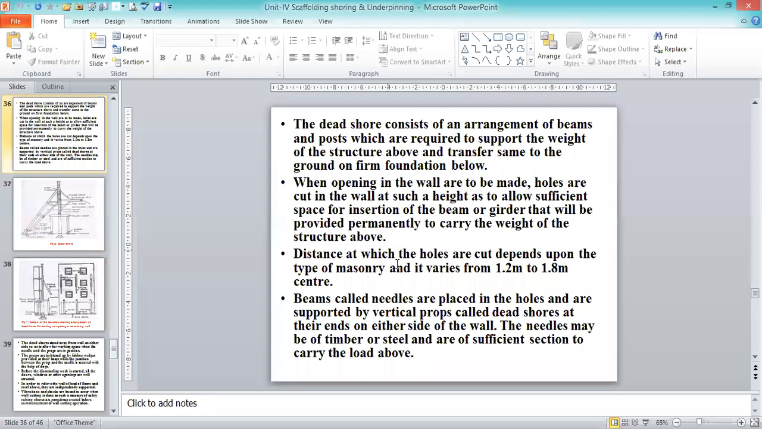The distance at which the holes are cut depends upon the type of masonry and it varies from 1.2 meters to 1.8 meters center to center. The beams called needles are placed in the holes and are supported by vertical props called dead shores at their ends on either side of the wall. The needles may be of timber or steel and of sufficient section. Now you can go through the diagram to understand this.